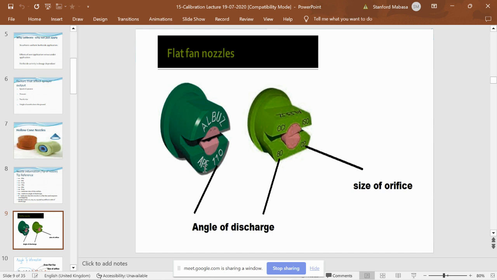Flat fan nozzles are commonly used for herbicide application. And you have this indicating the orifice size 01 and 80 and 110. Here it's the angle of discharge.